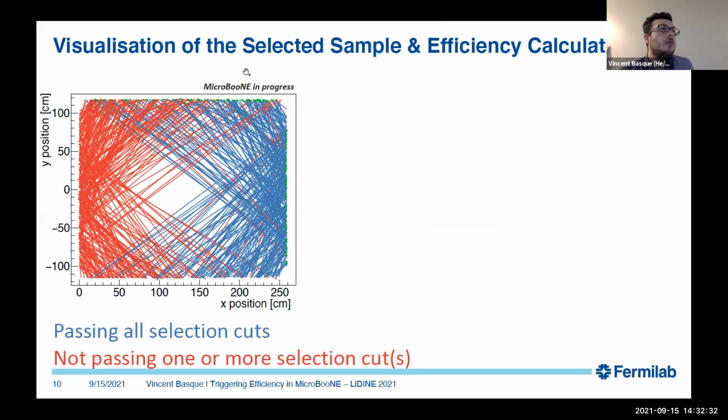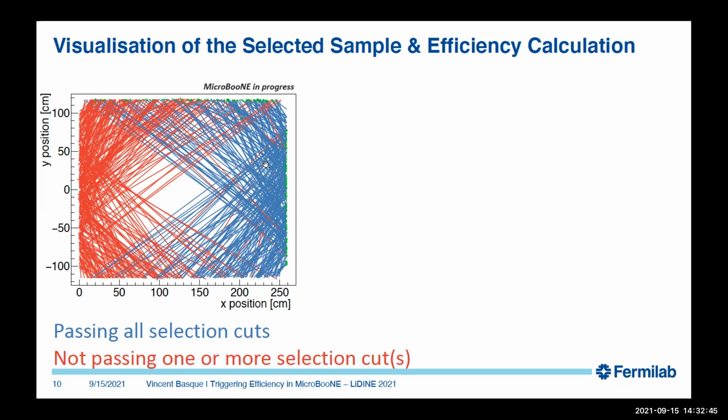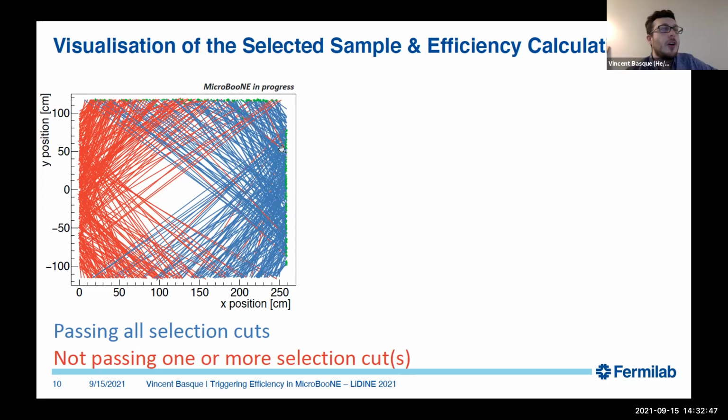This is the full sample that we have. After passing the selection cuts, we obtain only the blue lines, which means they are crossing the cathode, or are in time with the TPC, while the red ones are not.